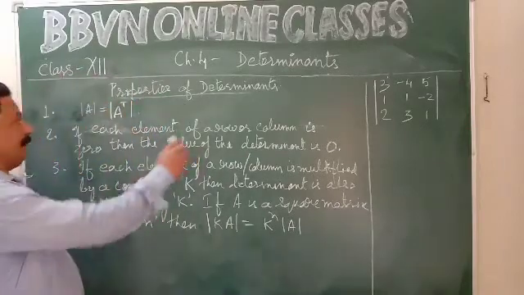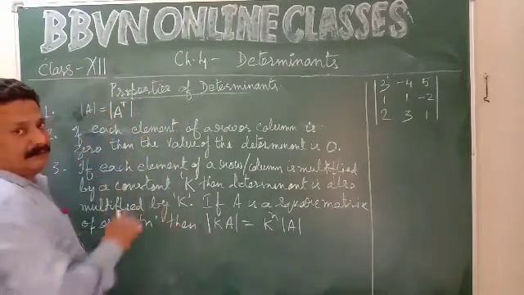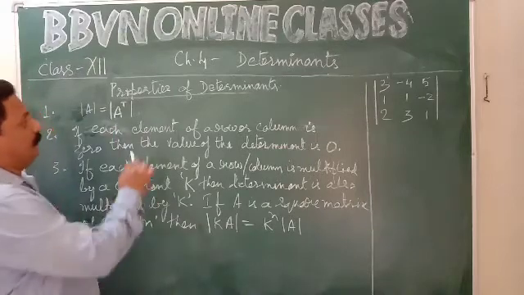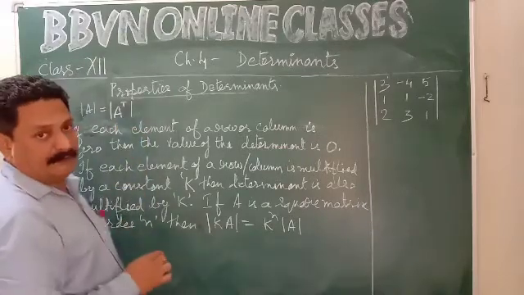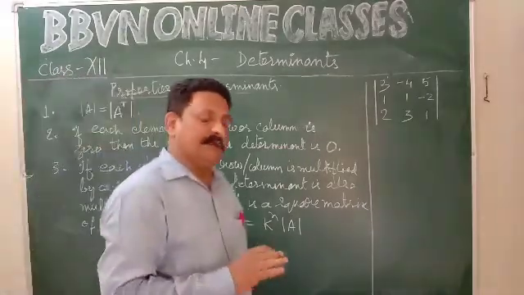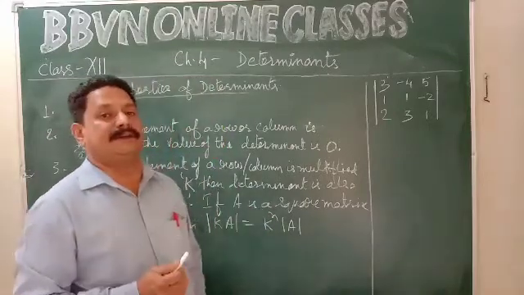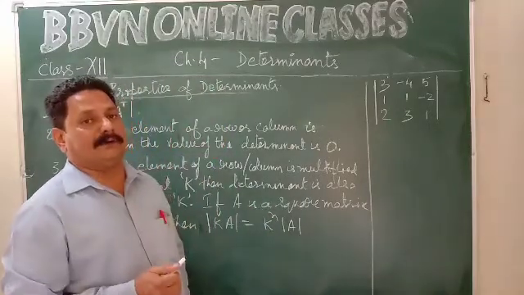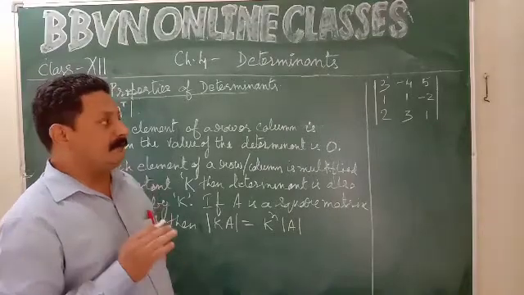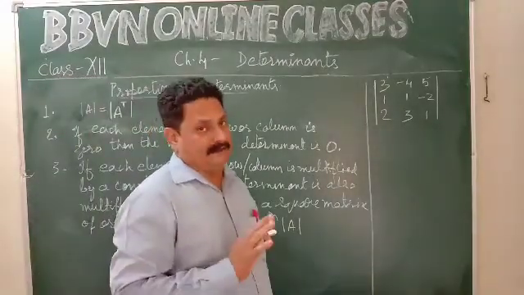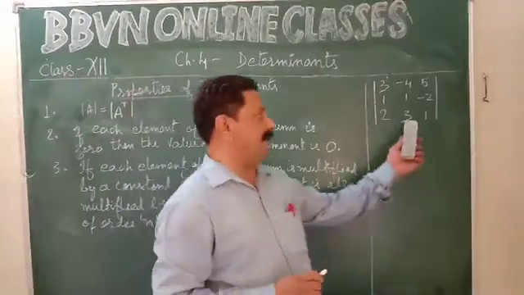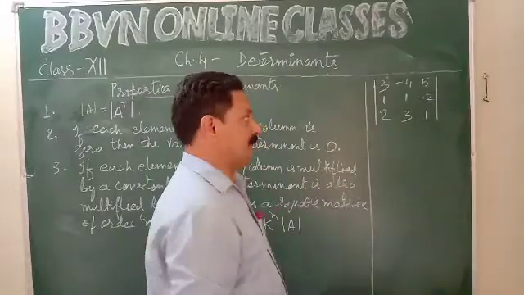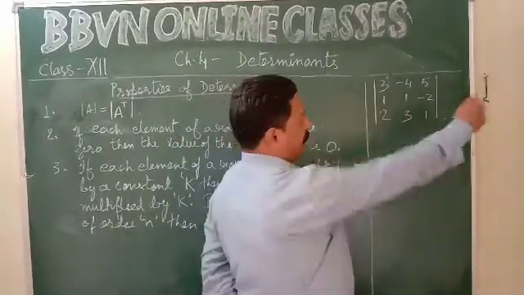Now first property, determinant of a square matrix is always equal to the determinant of its transpose. It means if I interchange the rows and columns of any square matrix, the value of the determinant remains unchanged. Say for example, I have taken a determinant here, 3 cross 3. Let us find out the determinant of this.